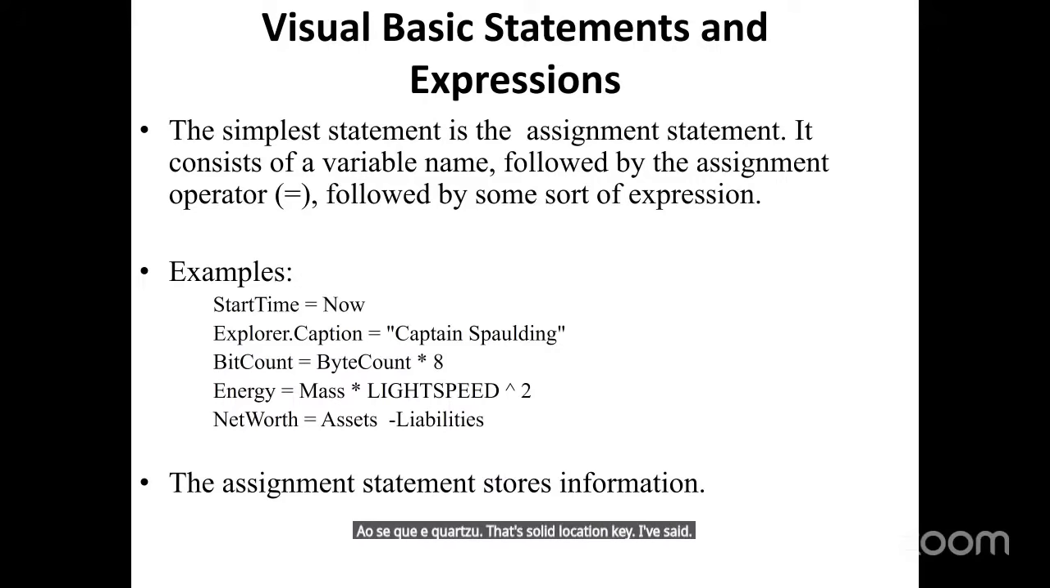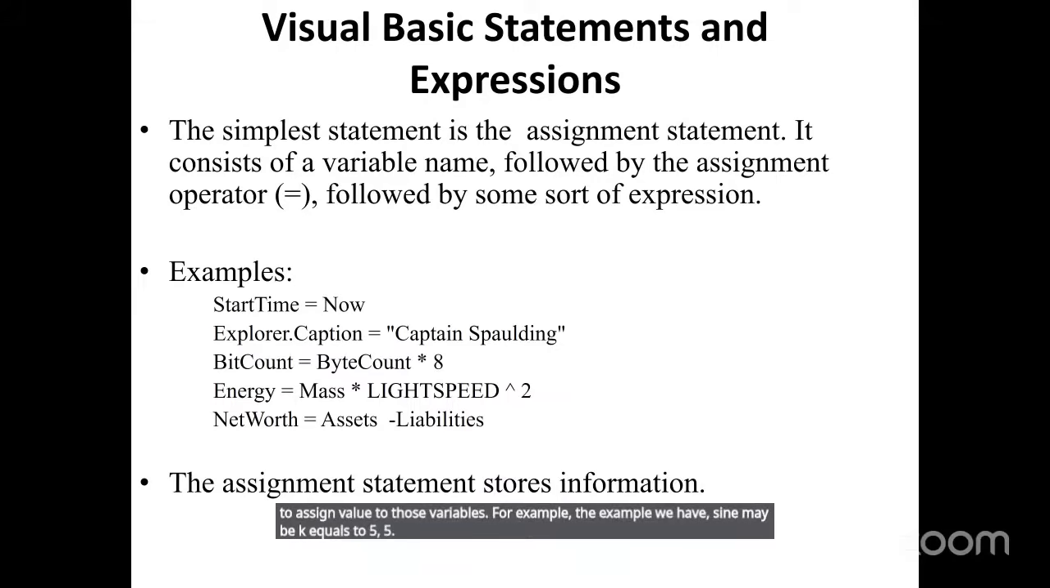I've said Dim K As Integer. What I've said is, create a variable location in your memory, call it K, and whatever is going to be stored in K should be an integer. So I can now go forward and say K equals 5. That equals sign is to assign that value. It's an assignment operator to assign values to those variables. For example, K equals 5.